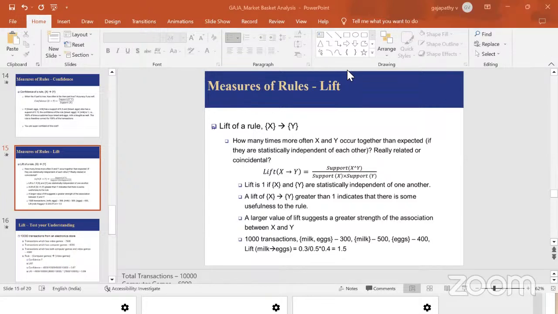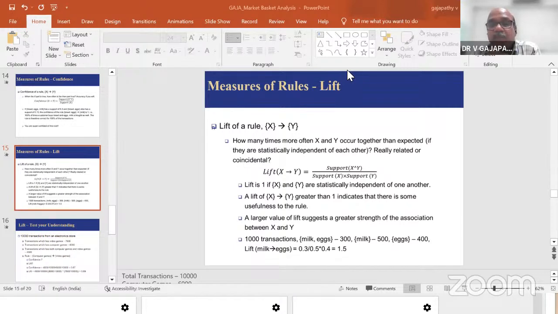So therefore, I am thinking that milk and X have a strong association. I want to make this lift of milk and X equal to 1. What should I do? Either you should increase the support of both items. Increase the support of both items.